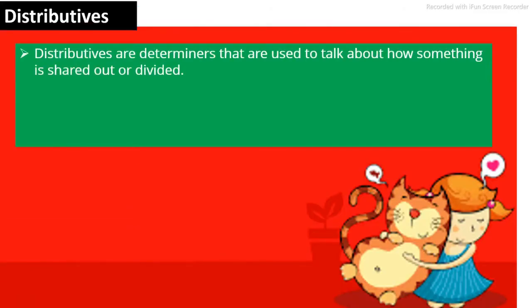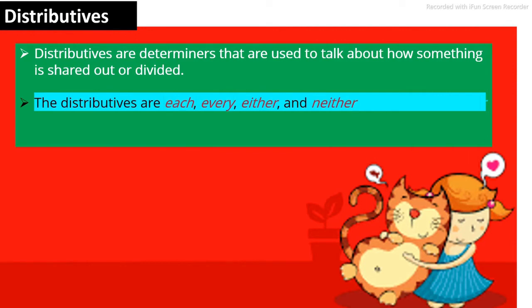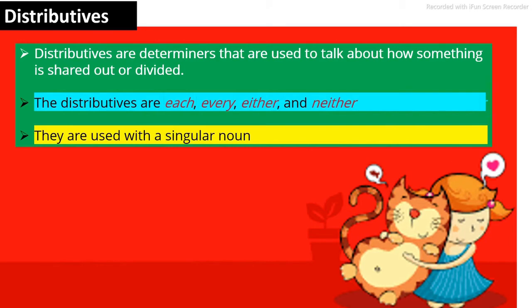Now let's look at the next determiner, which is distributives. Distributives are the words which are used to distribute into parts. So distributives are used to talk about how something is shared or divided. Like each, every, either, neither, these are the words which can be used as distributives, and they are always used with a singular noun, because each and every are used for a singular noun. In the same way, either and neither are also used for a singular noun.